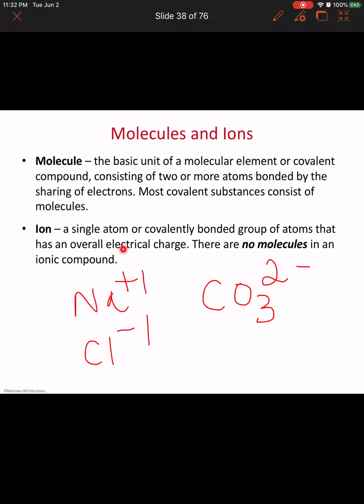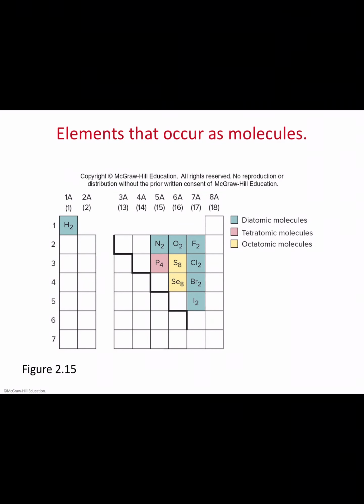It has an overall electrical charge. There are no molecules in an ionic compound. If it is an ionic compound, we don't call them molecules. So these are some of the elements that occur as molecules. Hydrogen, diatomic molecule, covalently bonded by sharing electrons. Nitrogen, oxygen, fluorine, chlorine, bromine, iodine, all of these are diatomic molecules. There are 7: 1, 2, 3, 4, 5, 6, 7. And then phosphorus, tetratomic molecule. Sulfur and selenium, they are octaatomic molecules.